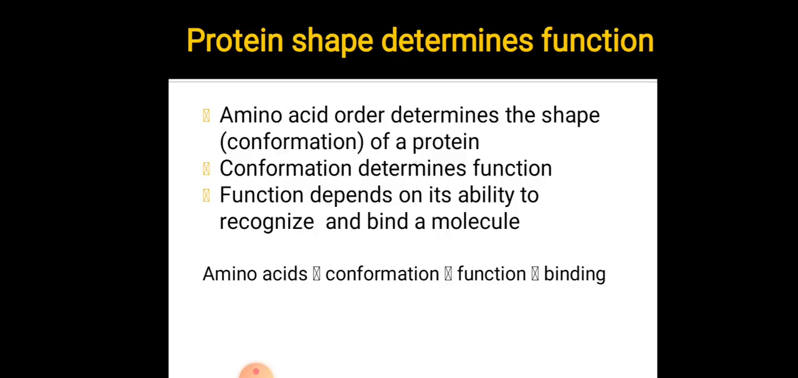Protein shape determines function. Amino acid order determines the shape, or conformation, of a protein. Conformation determines function. Function depends on its ability to recognize and bind a molecule. So amino acids, conformation, function, and binding are the important components.